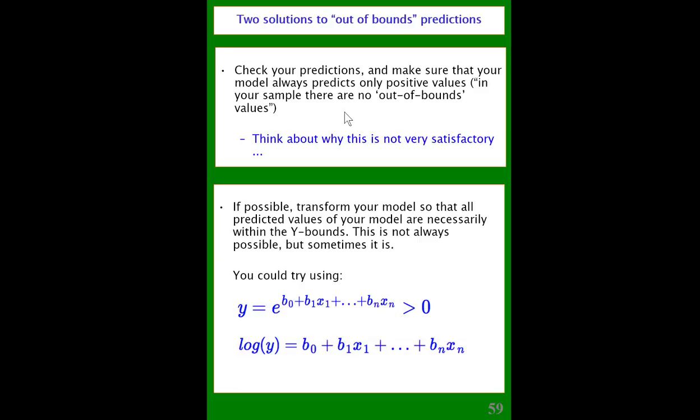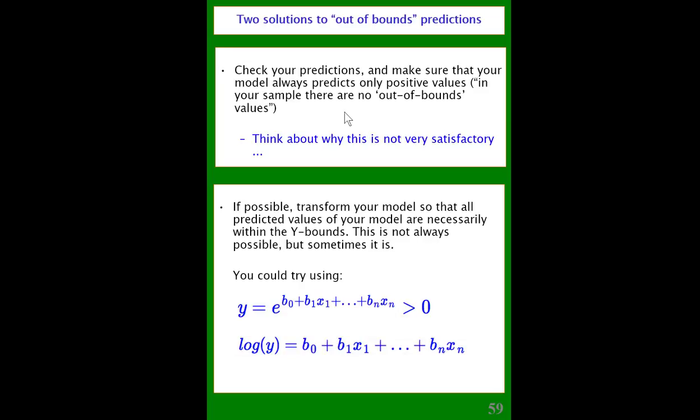That's one way to do it. That would work for all the cases in your data. You can check it there. But in principle, your model is supposed to say something about the population. And that means that there are cases in your population for which you can get a prediction that is outside the bounds. So it's a short-term solution, but not very satisfactory.